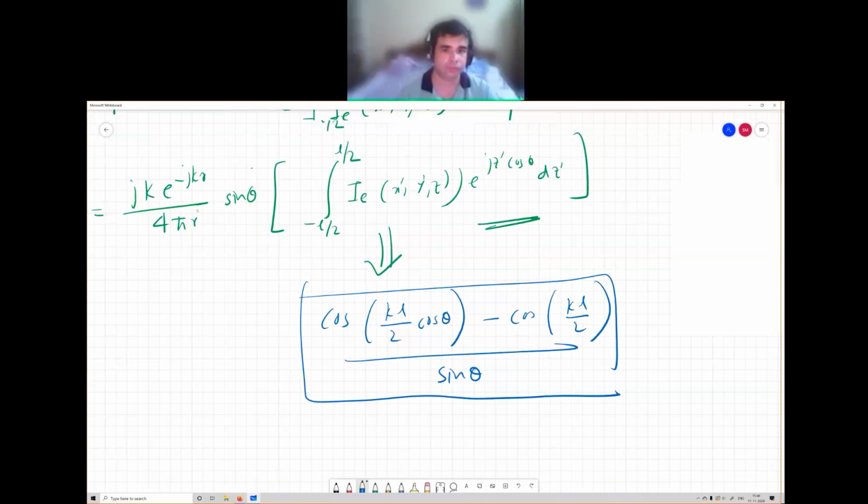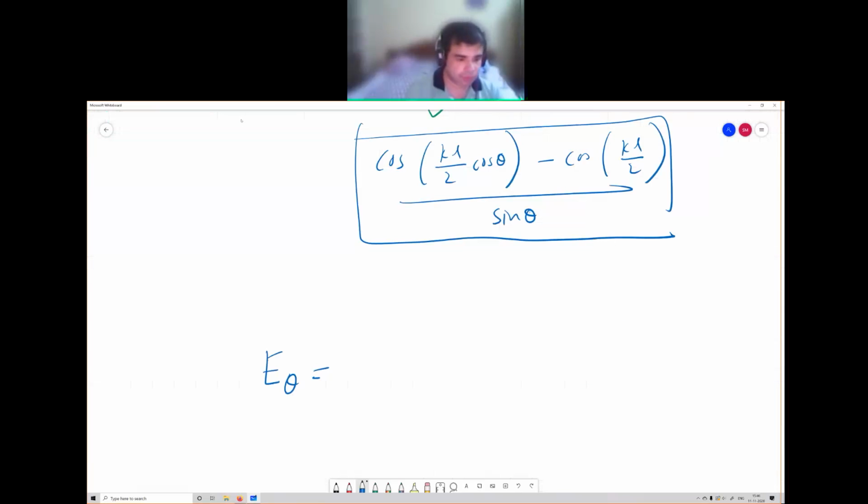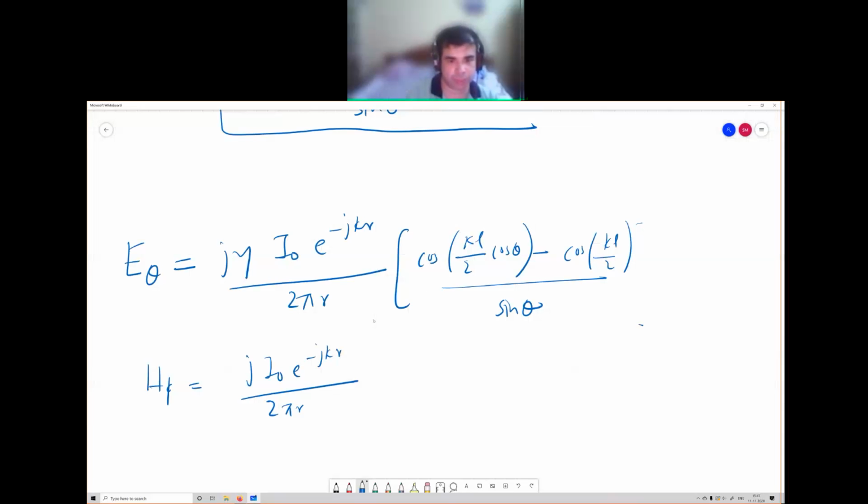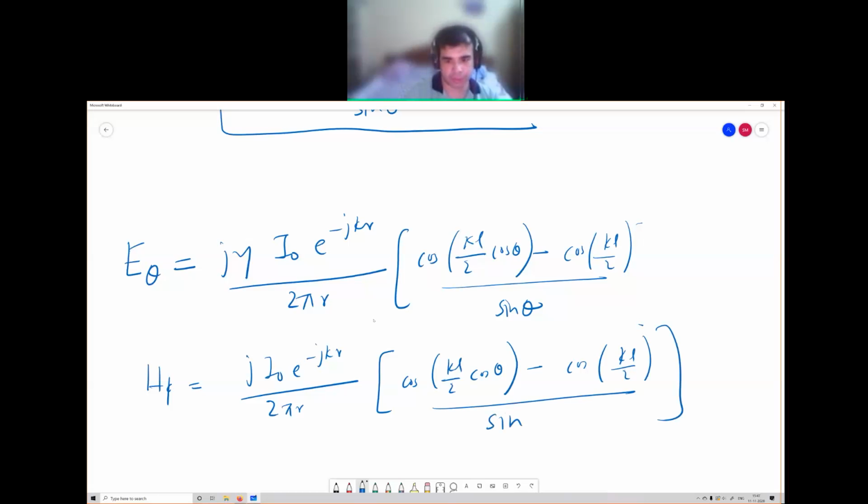So E theta equals j eta I0 e to the power of minus jkr by 2 pi r, times cos of kl by 2 cos theta minus cos of kl by 2, by sin theta, and H psi is equal to j I0 e to the power of minus jkr by 2 pi r, times cos of kl by 2 cos theta minus cos of kl by 2, by sin theta.